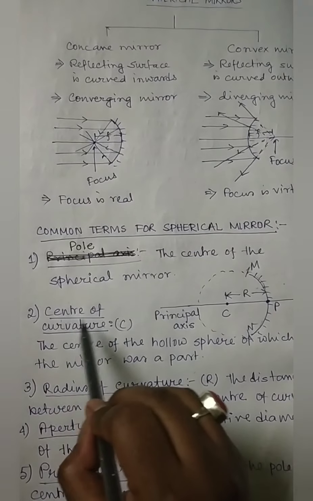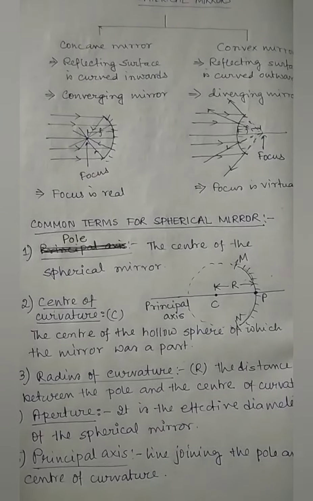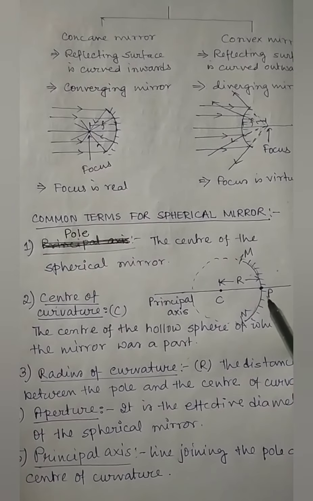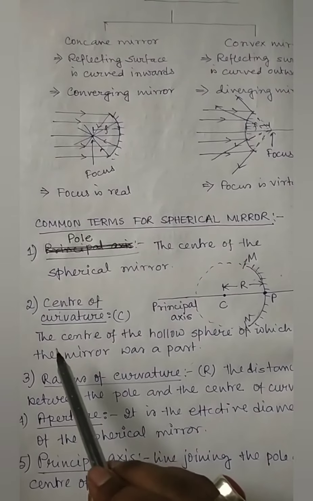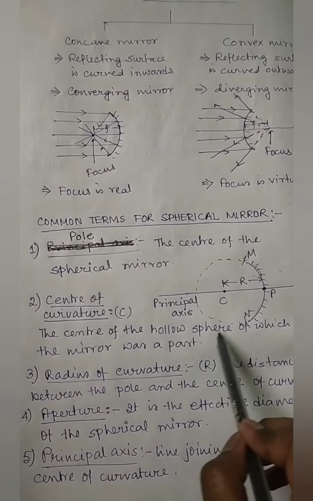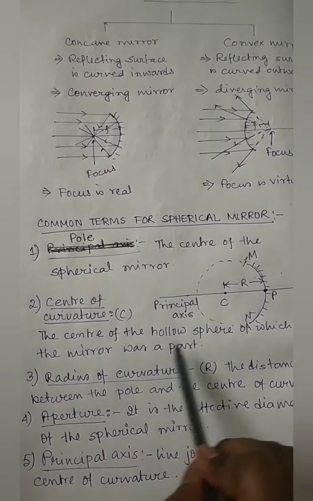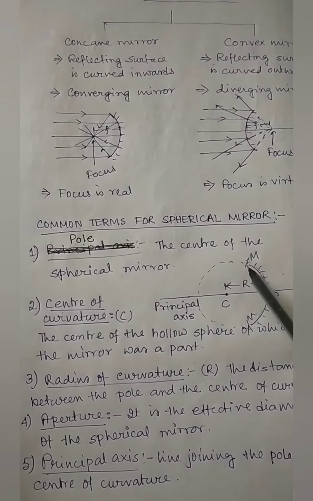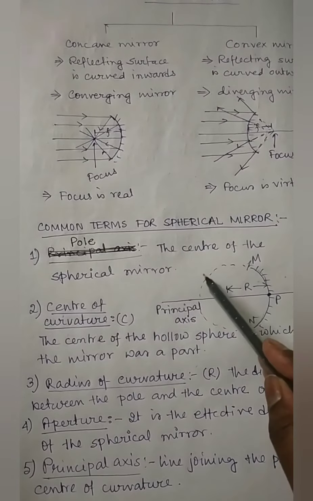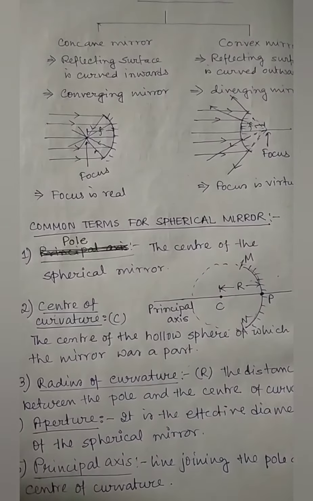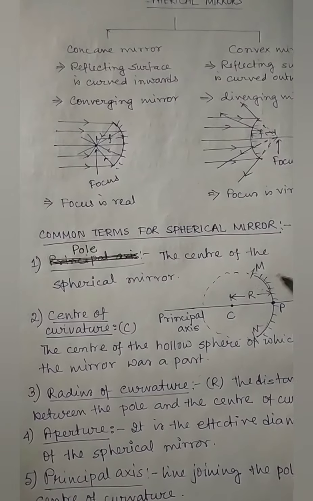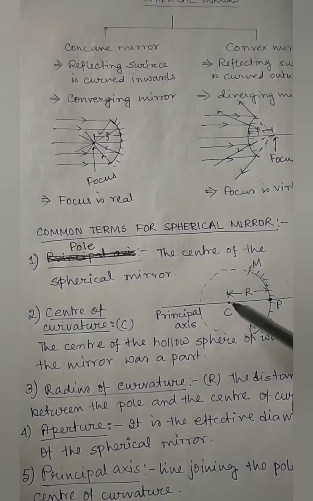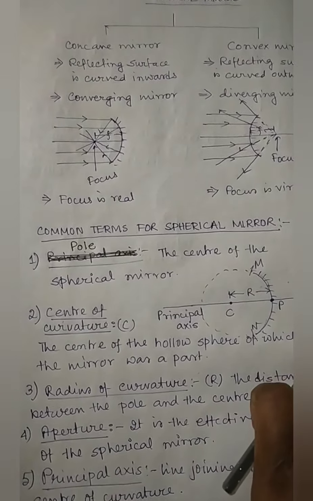Next, number two, center of curvature. It is denoted by C, and pole is denoted by capital P. The center of the hollow sphere of which the mirror was a part. Now we have imagined a hollow sphere from which we have cut a small arc, and this is a mirror. Now this hollow sphere must have a center. That center is called the center of curvature.